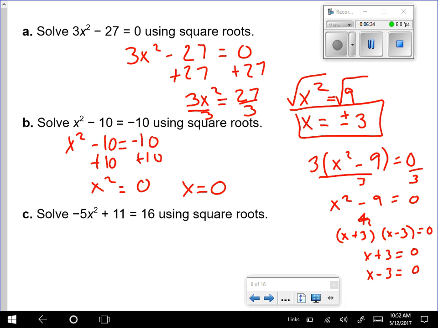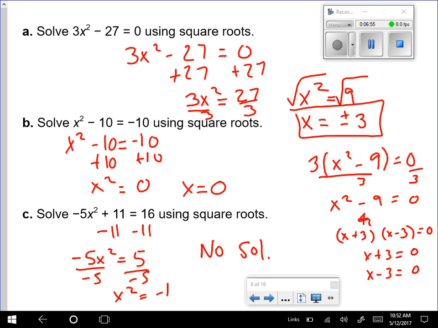Okay, last one on this slide. If I subtract 11 here, I get negative 5 x squared equals 5. If I divide by negative 5 to get x squared alone, I would get negative 1. So can this happen? Can we have negative 1 under a radical symbol? We cannot. So the answer to this one would be no solution.